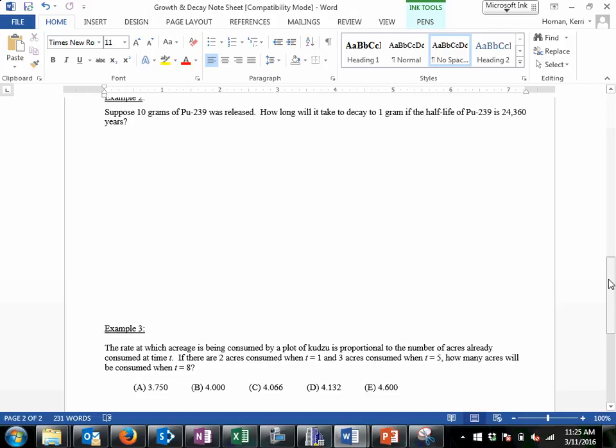Anytime we have half-life, half-life represents exponential decay. You've talked about that in science class, right? And it also says decay. What should be true about K? K will be negative because it's decay. So if 10 grams was the amount released, what does that mean? Initial. That means when t is 0, y is 10, our initial amount is 10. So now we can write y equals 10 e to the kt.